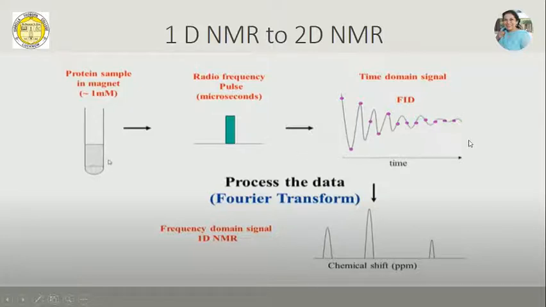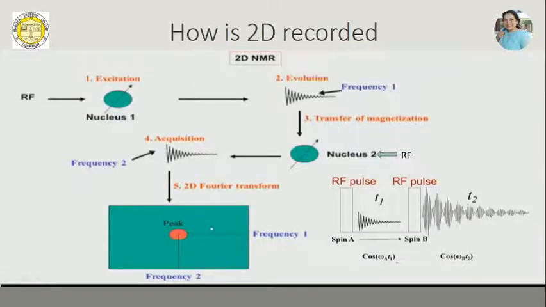We can see as the time is increasing, the FID is going towards 0 or decreasing, and this FID is then subjected to a Fourier transform, and from the time domain it is converted into a frequency domain and we get signals. This is how a 1D NMR is recorded.